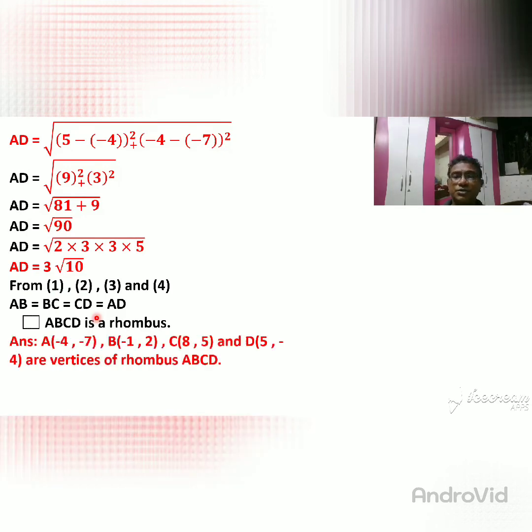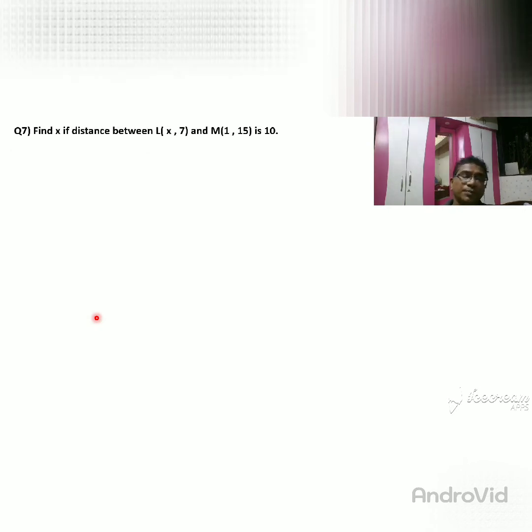Okay, anyone have doubts? Then we are going to learn another example. This is problem number 7. Find x if the distance between L and M is given. L coordinates are given as x and 7, you have to find x. M coordinates are 1 and minus 15, and the distance LM is given to you as 10.